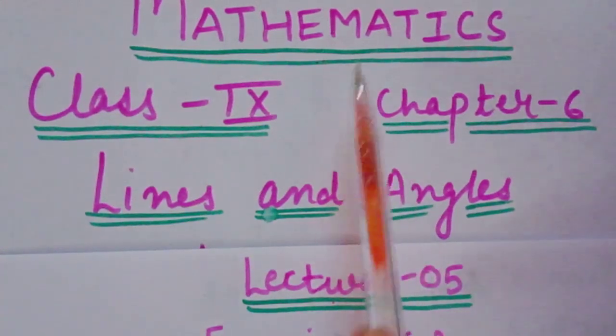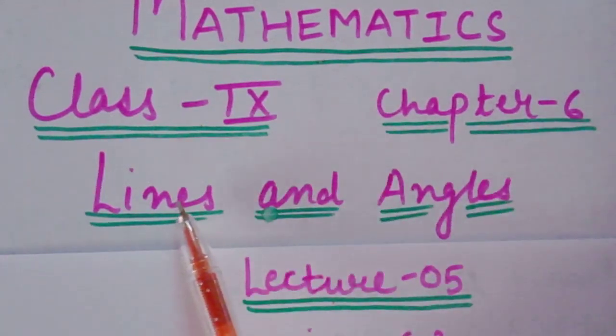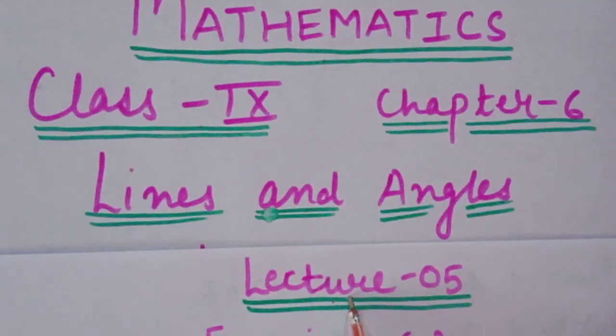So students, this is your mathematics class for class 9th, chapter 6, lines and angles. This is your lecture 5. In your previous 4 lectures for lines and angles, we discussed so many axioms and theorems and some questions as well. In this lecture, we will follow all those axioms and theorems in the applications. We will learn how we will solve and apply those theorems in questions. So, we will start our chapter.